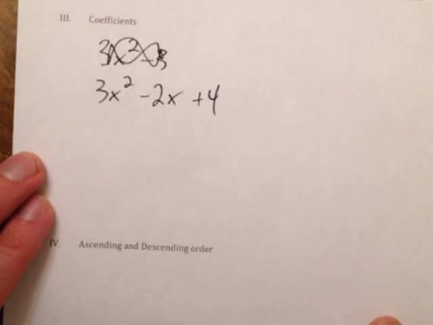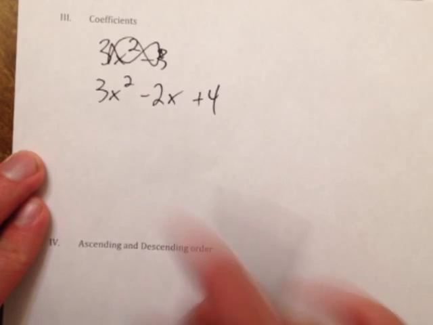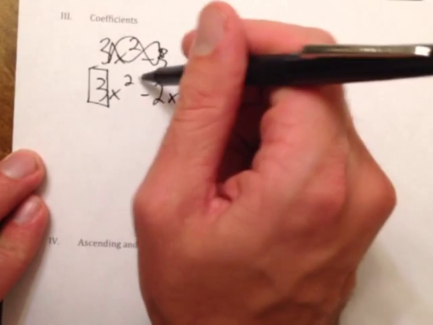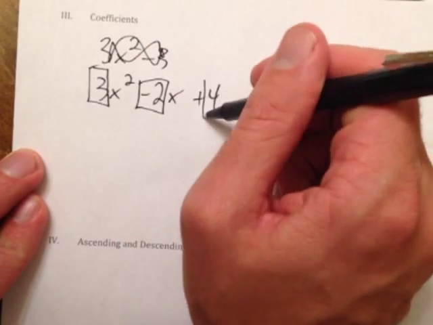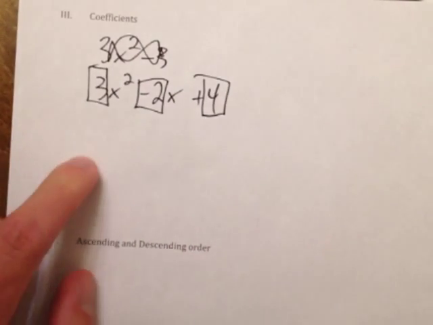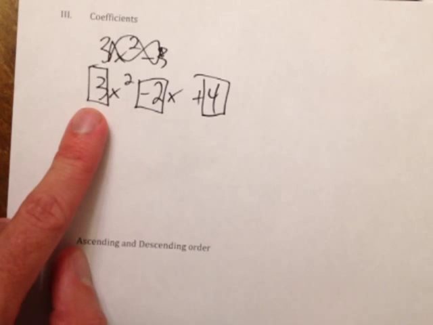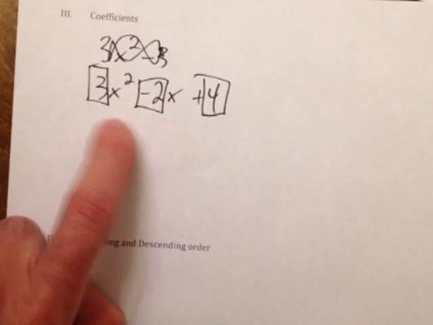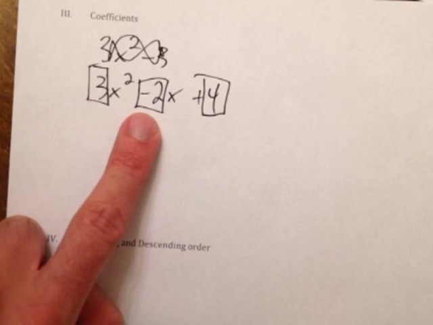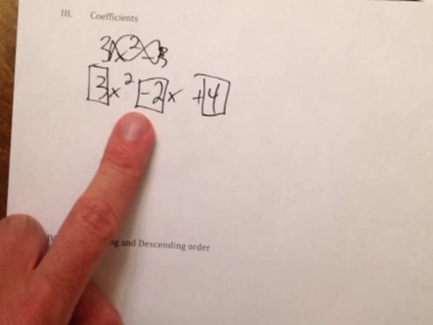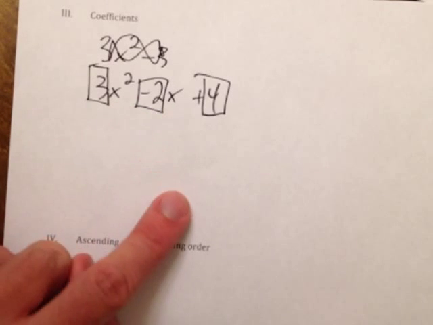Coefficients are the numbers in the problem, not the variables. Okay, so in this case the numbers 3, -2, and 4 are coefficients. So like you could label 3 as the coefficient on x squared. You could label it as the 2nd degree coefficient too, I suppose. That's the coefficient on x. We do need to label it as a -2. Again, that's part of our understanding that that whole term is negative.